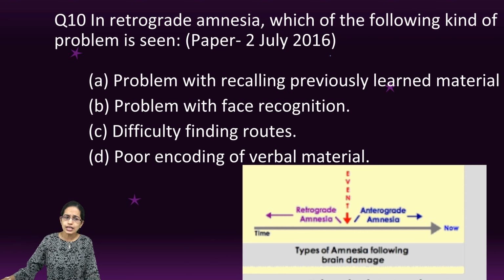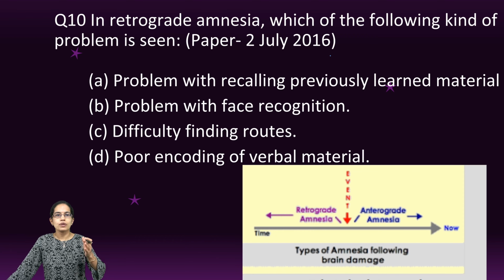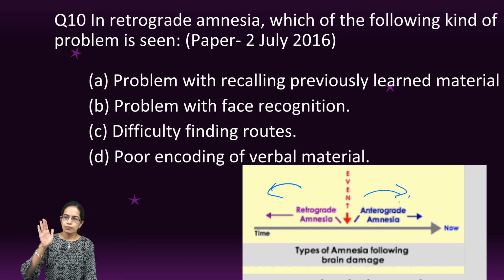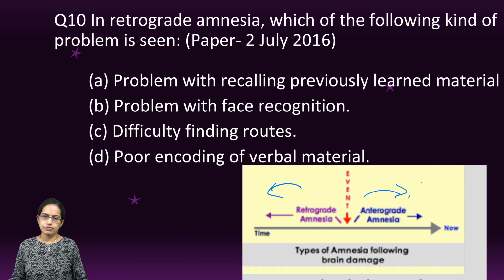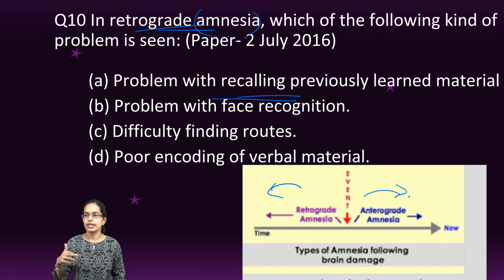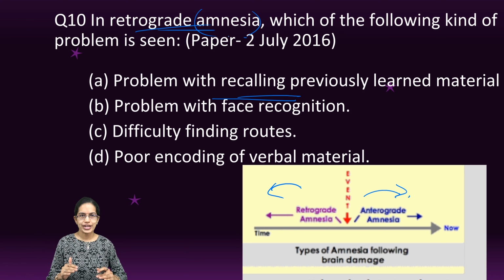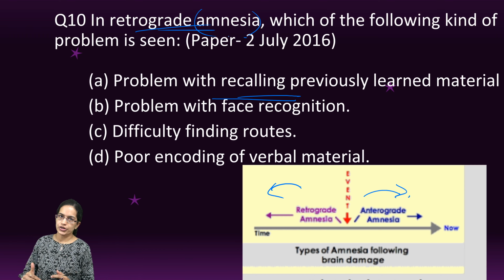Okay. The last question for now is, in retrograde amnesia, which of the following kinds of problem is seen? Now, retrograde amnesia is the loss of memory occurring prior to the event. So, retrograde is prior to the event, anterograde is after the event. So, before the onset of the injury, we could say. So, problems with recalling previously learnt material is what is known as retrograde amnesia. Amnesia basically means forgetting. So there are two kinds of forgetting. One is retrograde, one is anterograde, and we have covered this in detail in our class on forgetting. So just go back and refer to the class on forgetting for more detail.